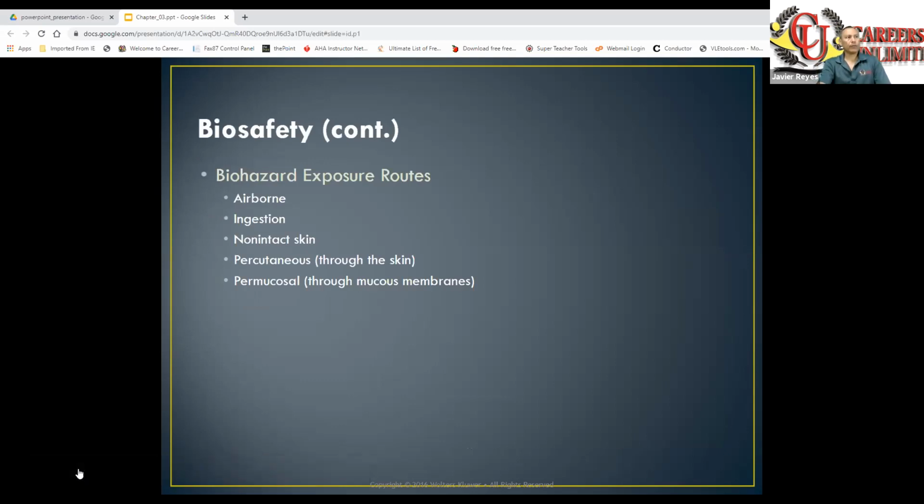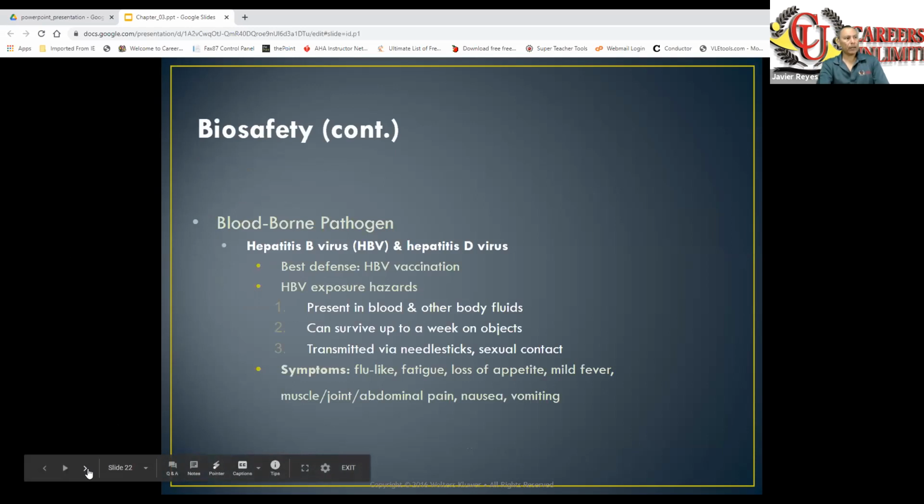Biohazard exposure routes, of course: everything that comes out of the body in any shape, way, or form is considered a biohazard. It can be airborne, ingested, wound drainage, anything that comes out of the body through any orifice. Now, you have to be familiar with these kinds of hazards, which include bloodborne pathogens. Bloodborne pathogens means that the viruses or bacteria came directly from the blood.